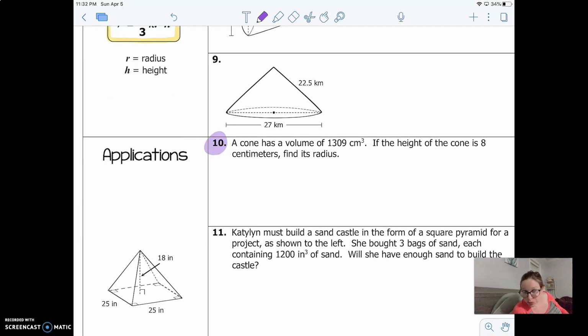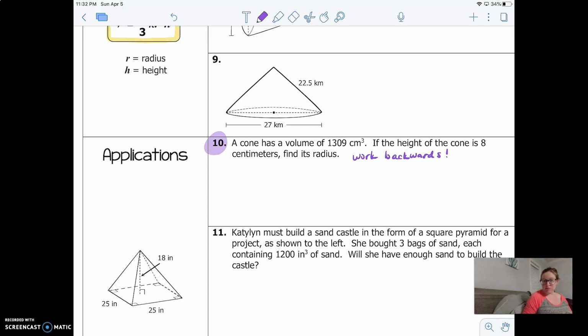Now, let's do a working backwards problem, and then we shall be done. A cone has a volume of 1309 centimeters cubed. If the height of the cone is 8 centimeters, find its radius. So guys, if I give you the volume and I'm asking you for radius or height or something, you're going to have to work backwards. Okay? So I'm going to make a little note: work backwards.